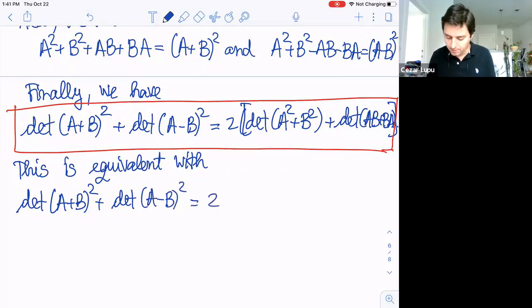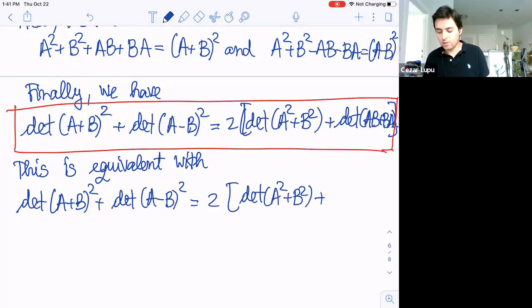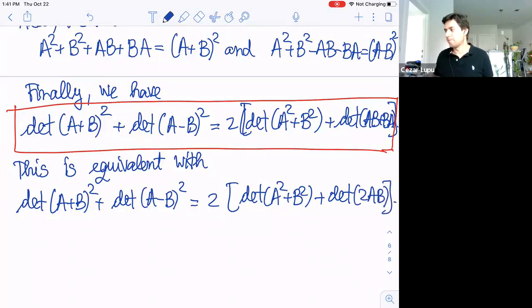is 2 times the determinant of a squared plus b squared, plus this is equal to, what is this? The determinant of, well, 2ab, if you want to put it like this, right?